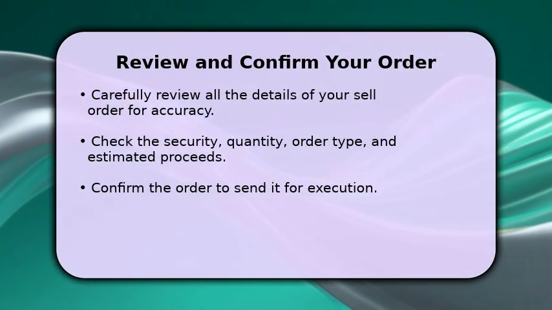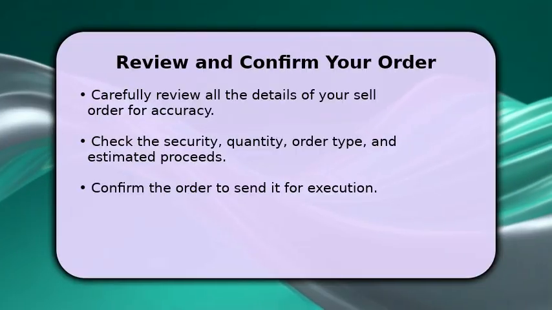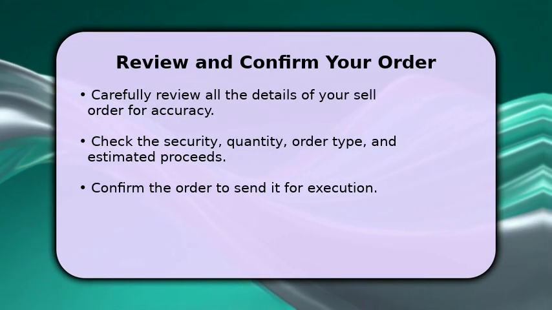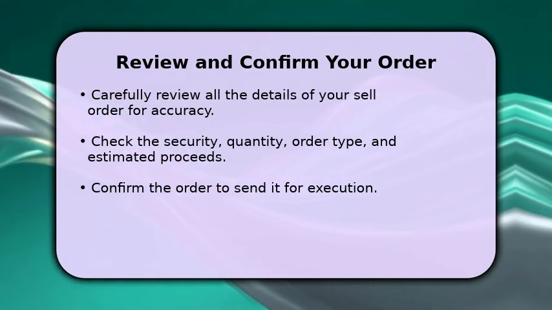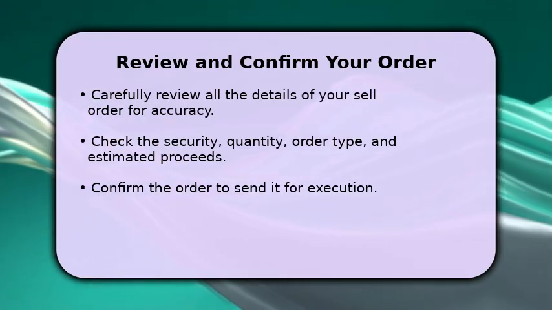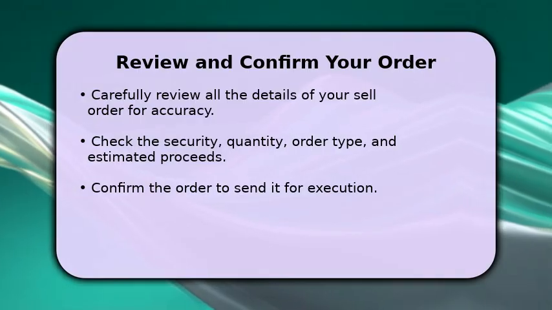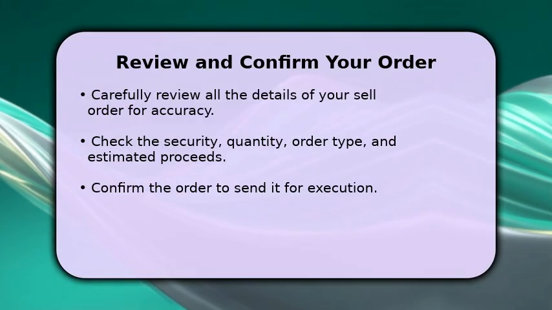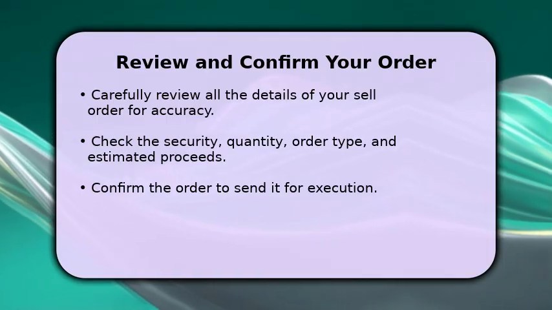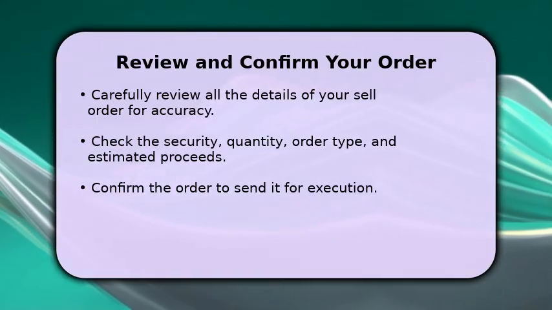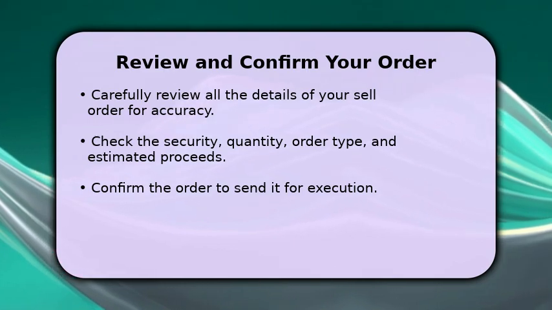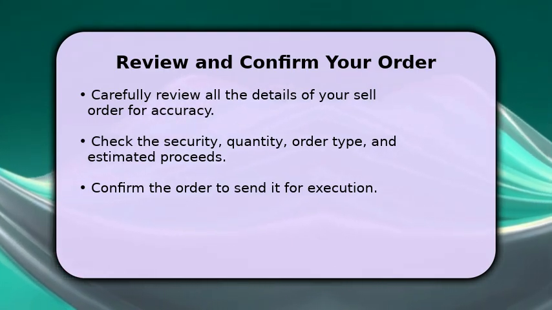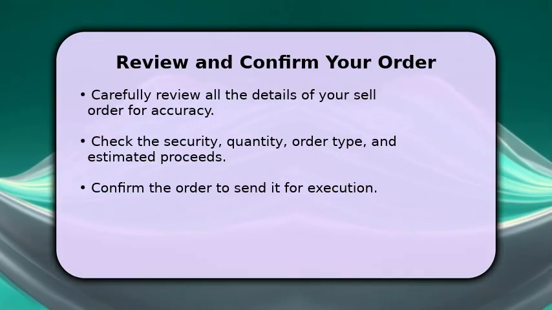Finally, before submitting, thoroughly review all the details of your sell order on the confirmation screen. Double-check the security symbol, the quantity of shares, the order type, and the estimated proceeds from the sale. Ensure everything is accurate and exactly as you intended. Once you are completely satisfied, click the Confirm button to submit your order for execution. You'll receive a confirmation once the trade is complete.